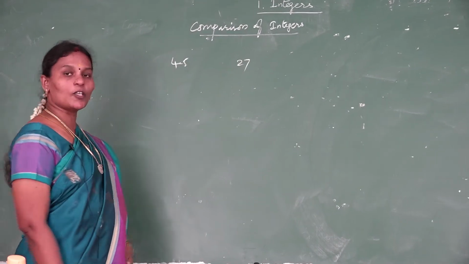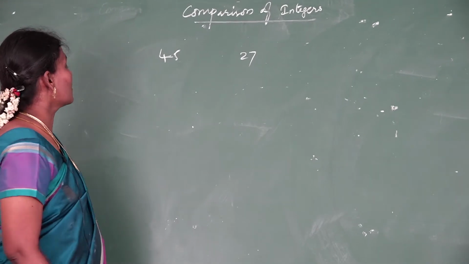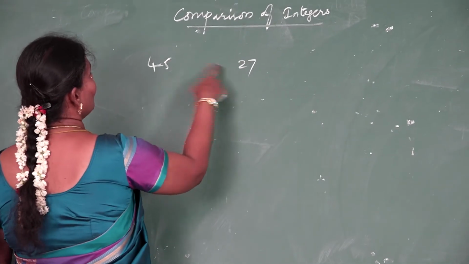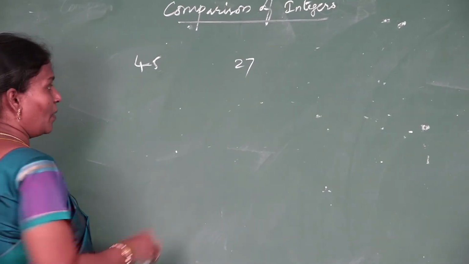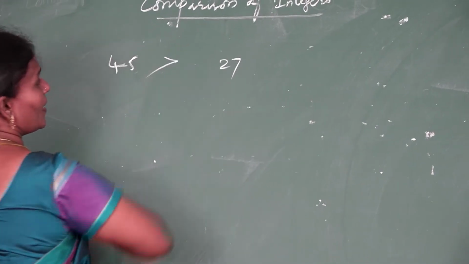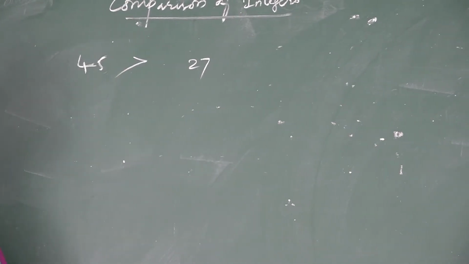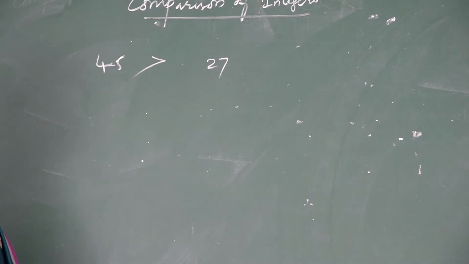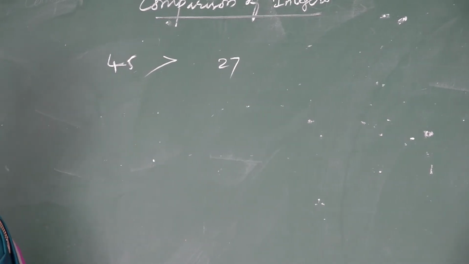Okay, these both are positive integers, isn't it? Yes. You already know, comparing these two numbers, 45 is the greater number. So 45 is greater than 27. Okay. Now we compare both negative integers.